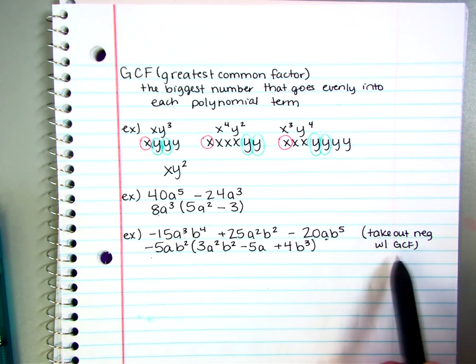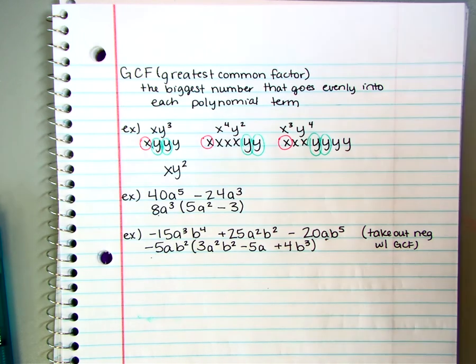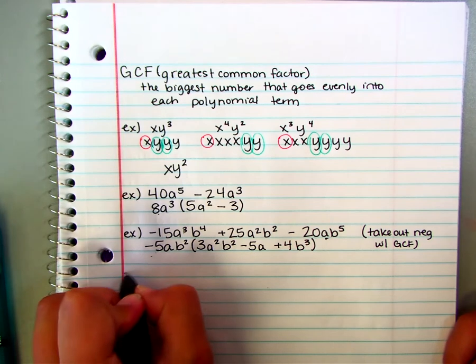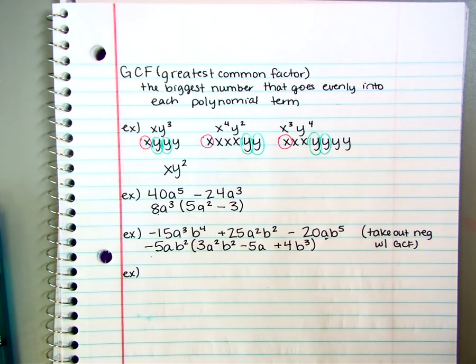Remember that if there's a negative all the way in front, we always want to take out a negative with the GCF. And you can always, always, always check your answer by multiplying. So if you're much more comfortable with multiplying than factoring, you can always use that to your advantage.